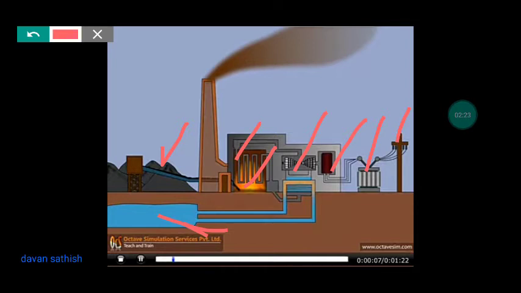Okay, this is the working of a thermal power plant.